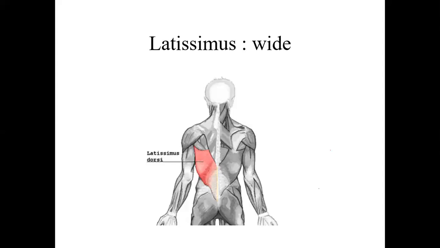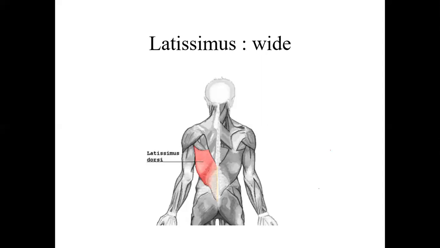Latissimus means wide. Here I have a wide muscle on the back. Therefore, this muscle is named for its shape and its location. This would be the latissimus what? Yeah, the latissimus dorsi. Like lateral.